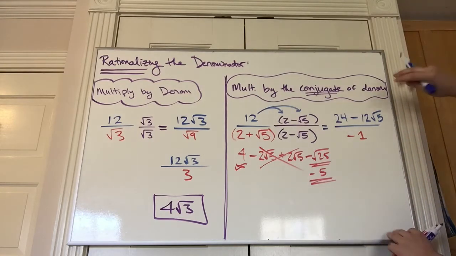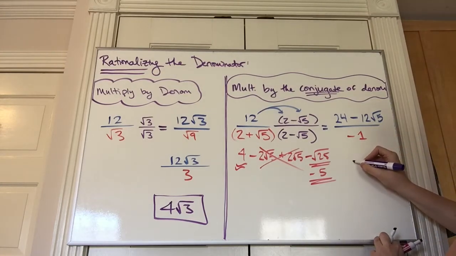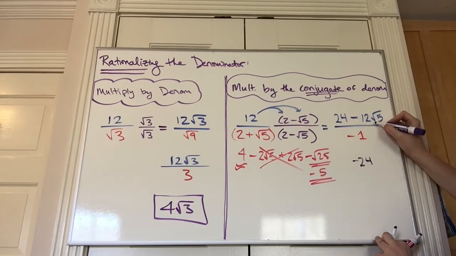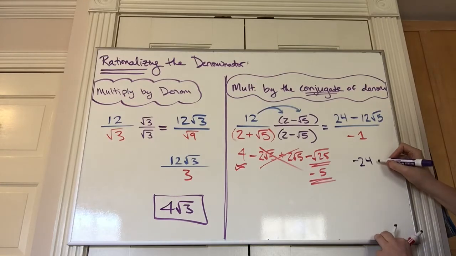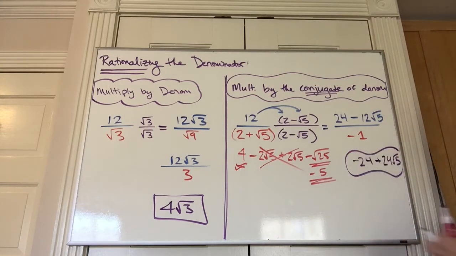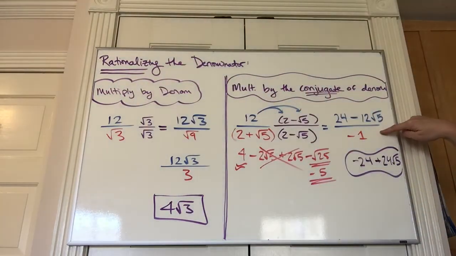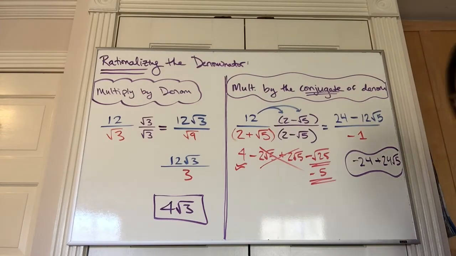What I'm going to do is divide everything by negative 1. 24 divided by negative 1 is negative 24. Negative 12 root 5 divided by negative 1 is plus 12 times the square root of 5. So that answer is still a little gross, but it's no longer a weird division problem. I rationalized the denominator into a nice number, and then I was able to actually divide everything by negative 1.